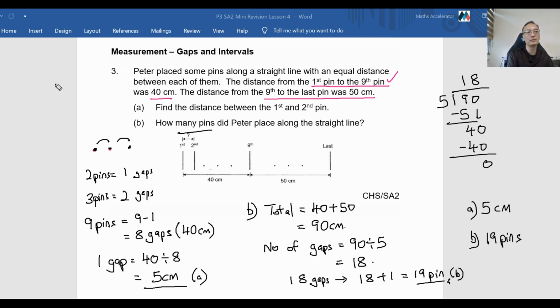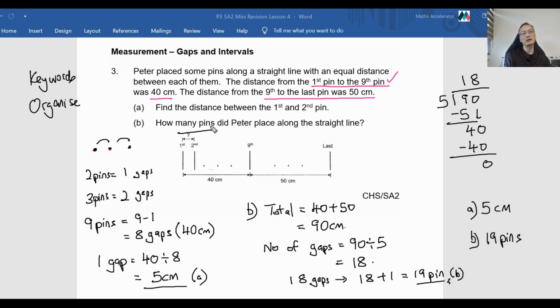So let's recap, what did we do? Number 1, keywords. We highlight some of the keywords. Number 2, organize. We organize this keyword, and the information from the diagram over here to help us understand the relationship between the number of pins and the number of gaps. So once we establish the relationship, we will be able to tell that 9 pins, there are 8 gaps. And if these 8 gaps is 40 cm, we are able to find the distance of 1 gap, which is the distance between the first and the second pin. So 40 divided by 8, we get 5.